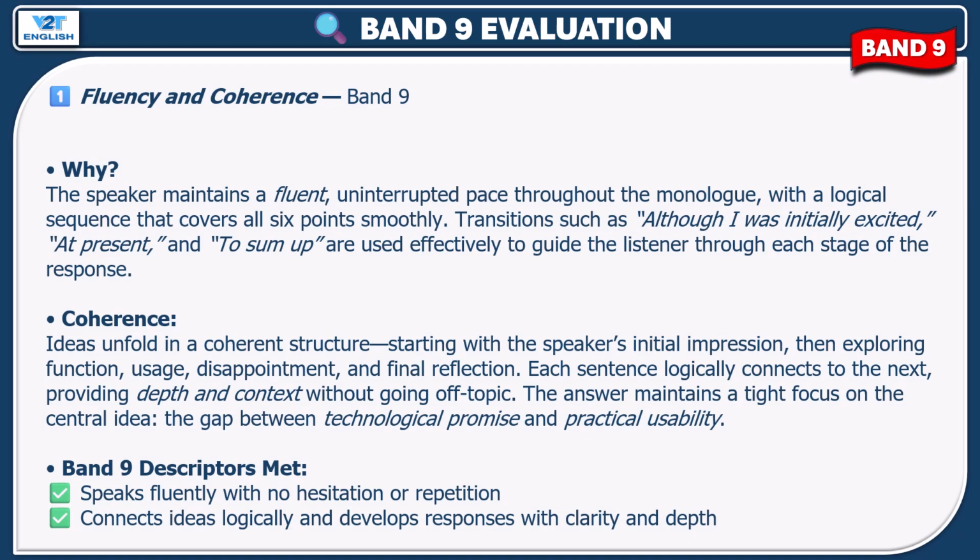Band 9 evaluation. 1. Fluency and coherence. Band 9. Why? The speaker maintains a fluent, uninterrupted pace throughout the monologue, with a logical sequence that covers all 6 points smoothly. Transitions such as "although I was initially excited," "at present," and "to sum up" are used effectively to guide the listener through each stage of the response.